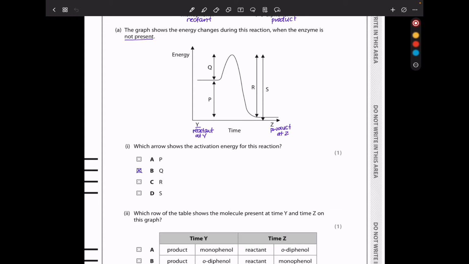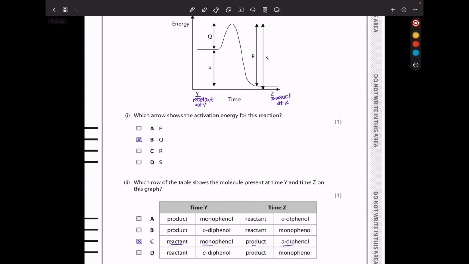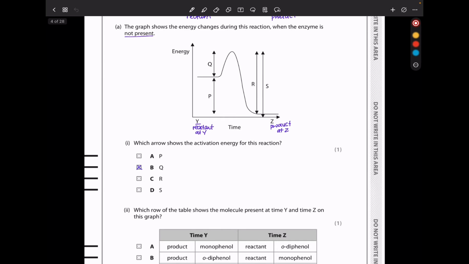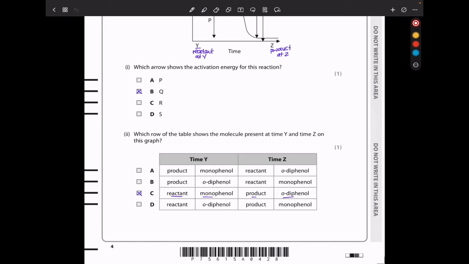So they say which arrow shows the activation energy for this reaction. Activation energy is measured from the position of the reactants to the highest peak on the graph. So Q is going to be our activation energy, and the answer is going to be B. Next, they say which row of the table shows the molecule present at time Y and time Z on this graph. At time Y, we have the reactant, and at time Z, we have the product. So if we go back here, this is the reactant, and that is the product. So at time Y, we have the reactant, which is the monophenol, and at time Z, we have the product, which is O-diphenol. So C should be my answer.